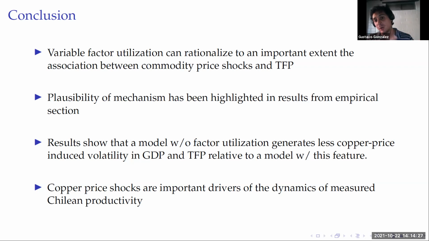I show some results that lend plausibility to this mechanism. I showed results that a model without factor utilization generates less induced volatility in GDP and TFP relative to a model with this feature. And given what I find, I say this is something very important. Copper price shocks are important drivers of the dynamics of Chilean labor productivity.